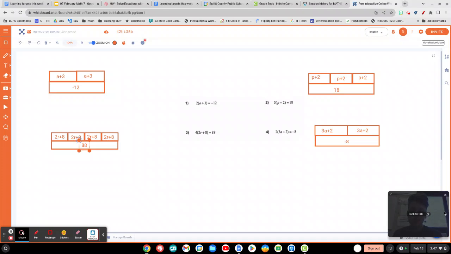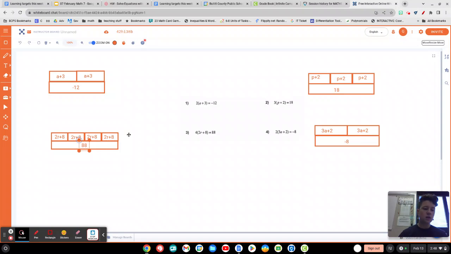Hey mathematicians, we are going to take a look at solving equations when there is distributive property involved. So I'm going to do a couple examples with you, and then you will have some time to work on those yourself. Here we have number 1, 2 times the quantity a plus 3 equals negative 12.